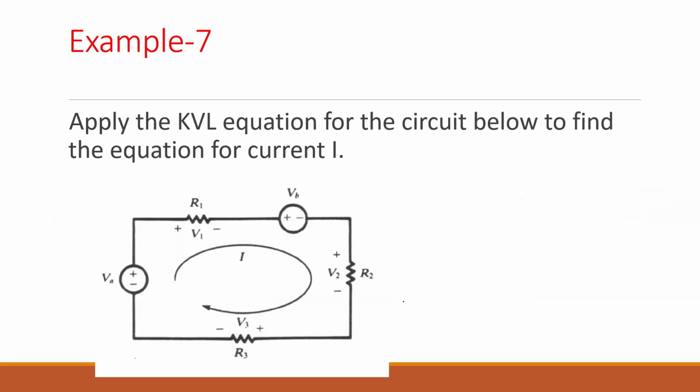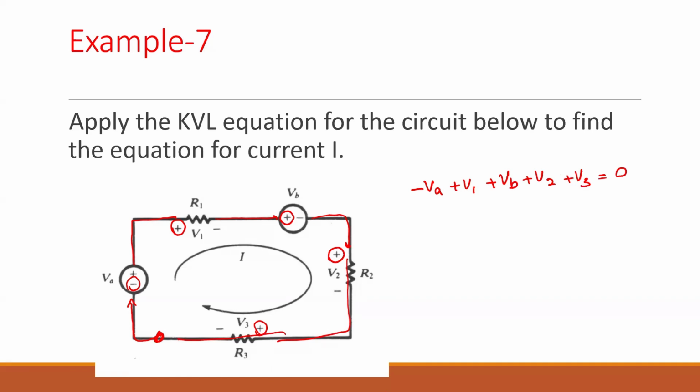Okay, I would like you to try this one, please. First, let's write an equation. Start at a point. Let's do it together. We have negative VA, agree? Then we have positive V1. Then we have positive VB. Then we have positive V2. Then we have positive V3 is equals to 0. Am I right?